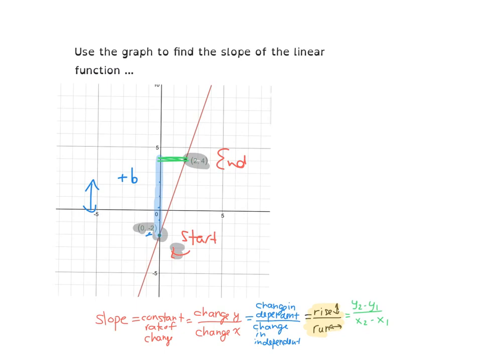Well, I was here, so I went 1, 2. So that run was also a +2. So m, the change in the rise over the change in the run, was equal to 6 over 2, which was equal to +3.